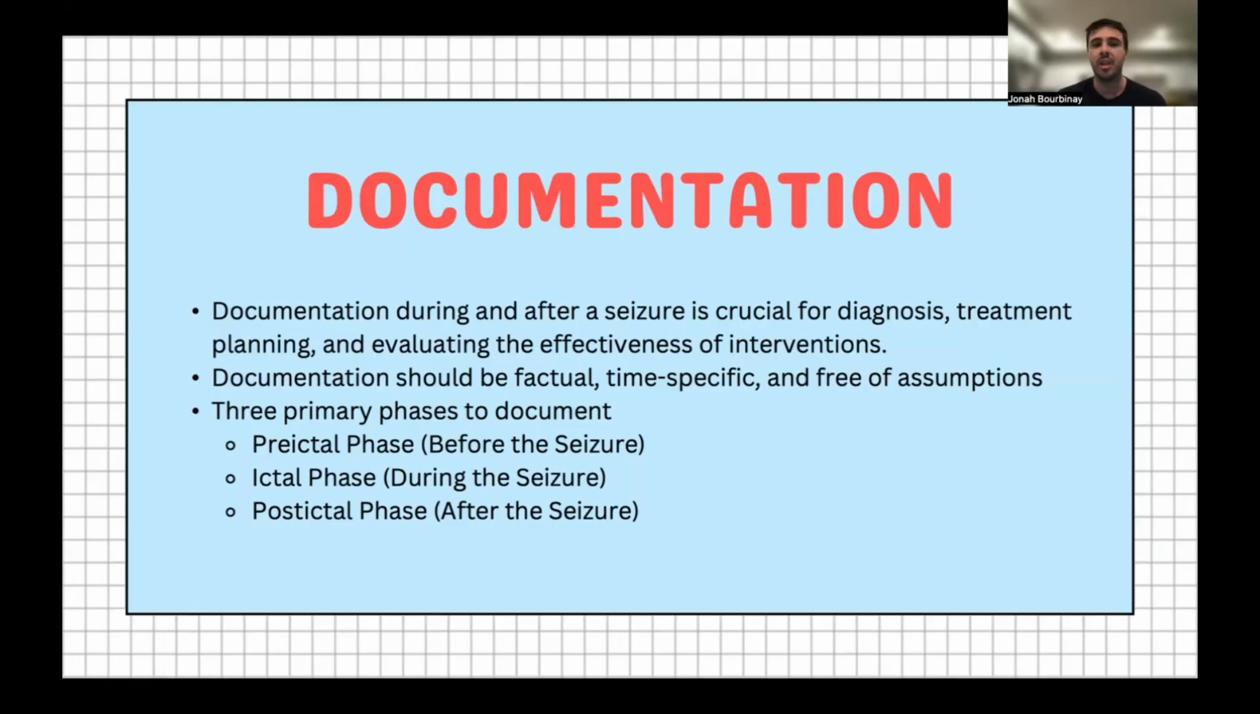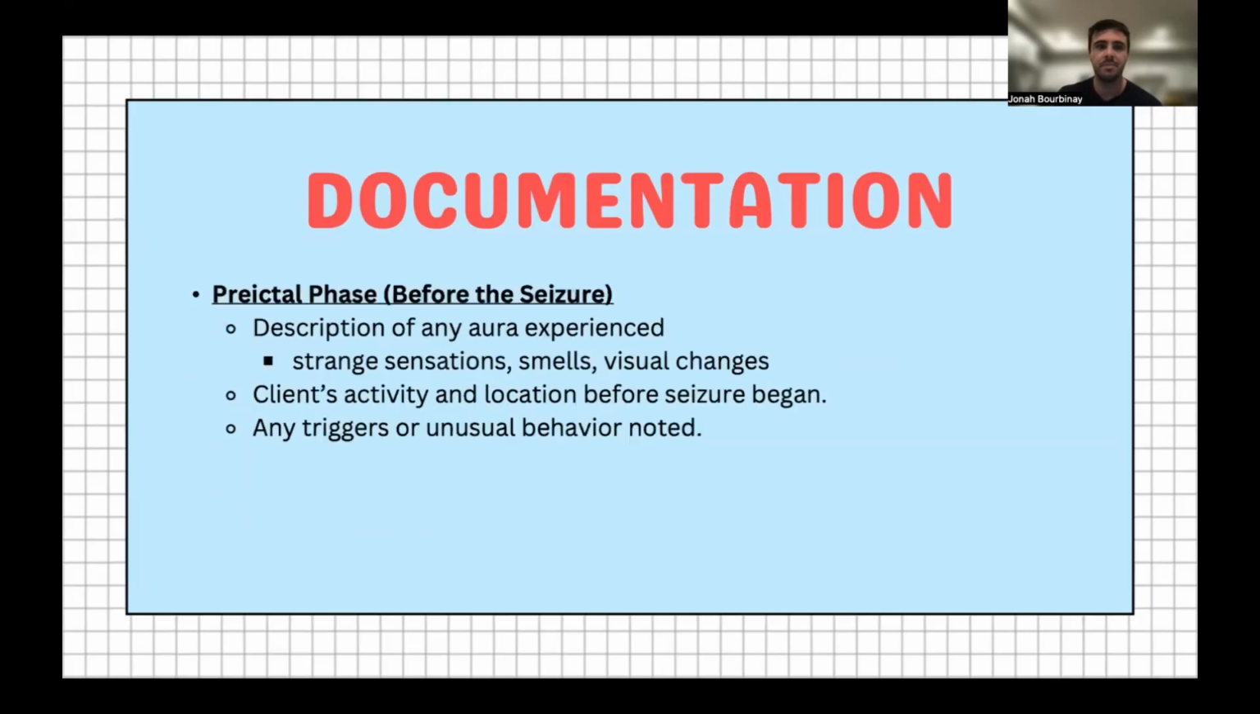Now, the documentation that we'll be taking should be factual, time specific, and free of any assumptions, meaning that we should be taking as many objective measurements as possible. Don't put your own bias or your own assumptions into what may or may not be happening. And there are three primary phases to document. This is going to be pre-ictal phase, the ictal phase, and the post-ictal phase.